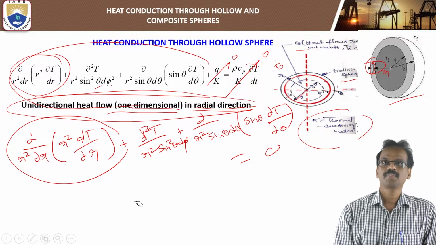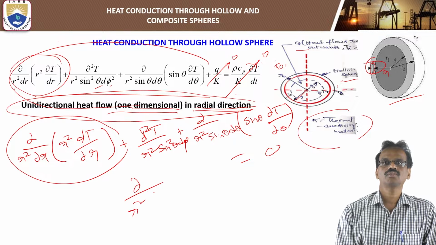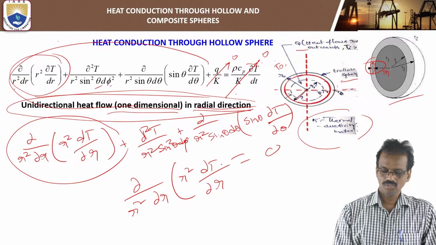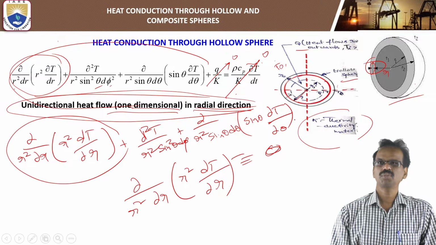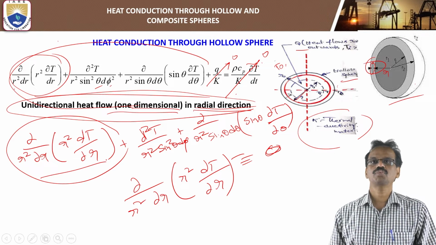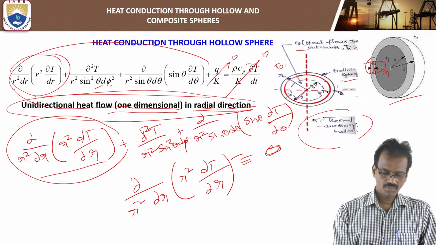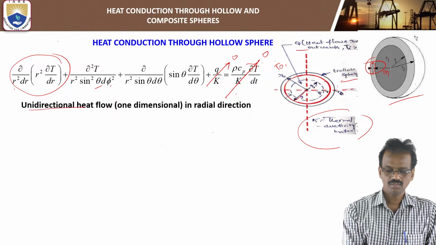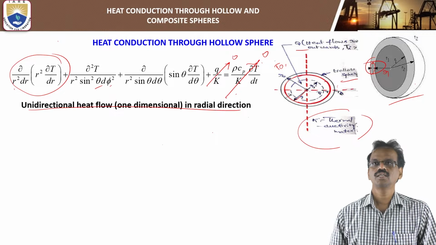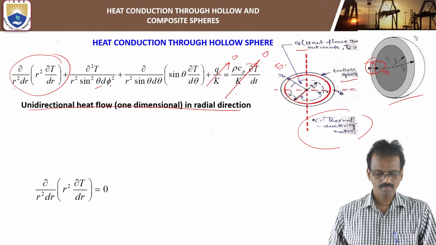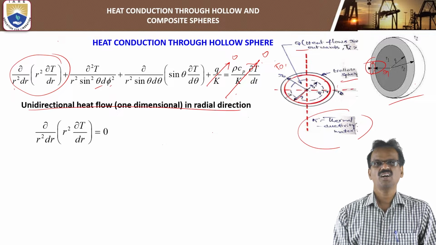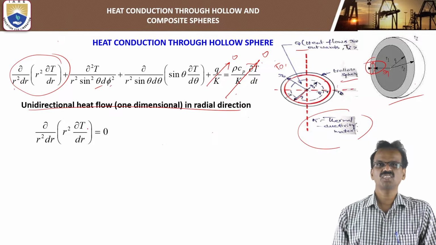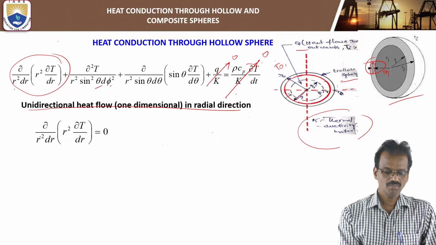So dou by r square into dou r of r square dou T by dou r will be 0. Because the total term is equal to 0, this small portion also will be 0. So based upon this condition, unidirectional heat flow in the radial direction, take this small term: 1 by r square dou by dou r of r square dou T by dou r is equal to 0. You know that if it is 0, automatically 1 by r square will be 0.